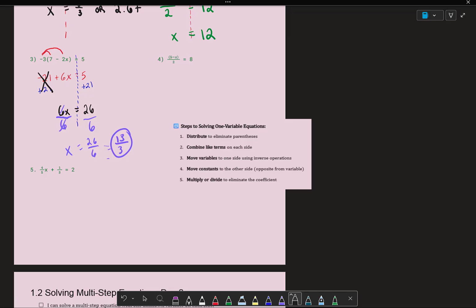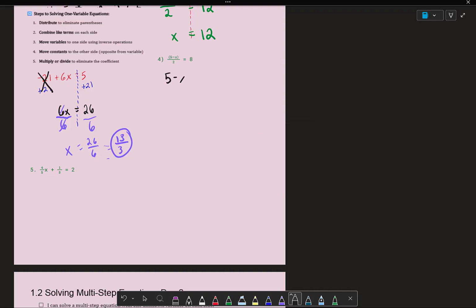Number 4. So this one's going to challenge our steps. Step 1, distribute to eliminate the parentheses. So the tricky thing here is there's no number in the front of those parentheses, so there's assumed to be 1. So really they've just put those parentheses there to tell you that you're dividing all of 5 minus x by 2. So there's nothing really to distribute, so we can drop the parentheses.